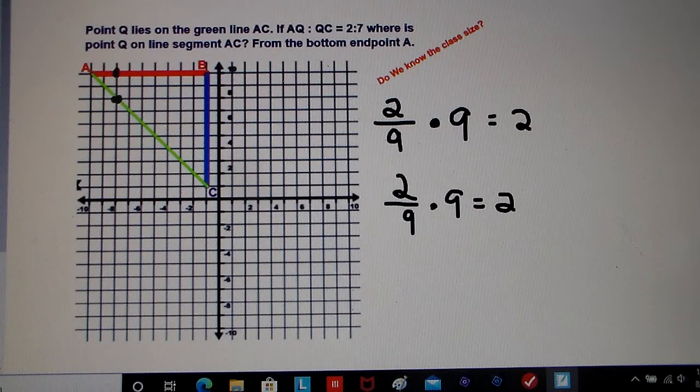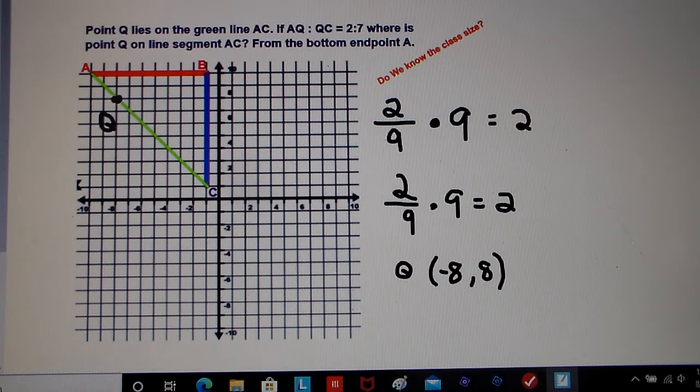So point Q is a coordinate right there. It's a coordinate -8, 8. So Q is the coordinate -8, 8 on the graph.